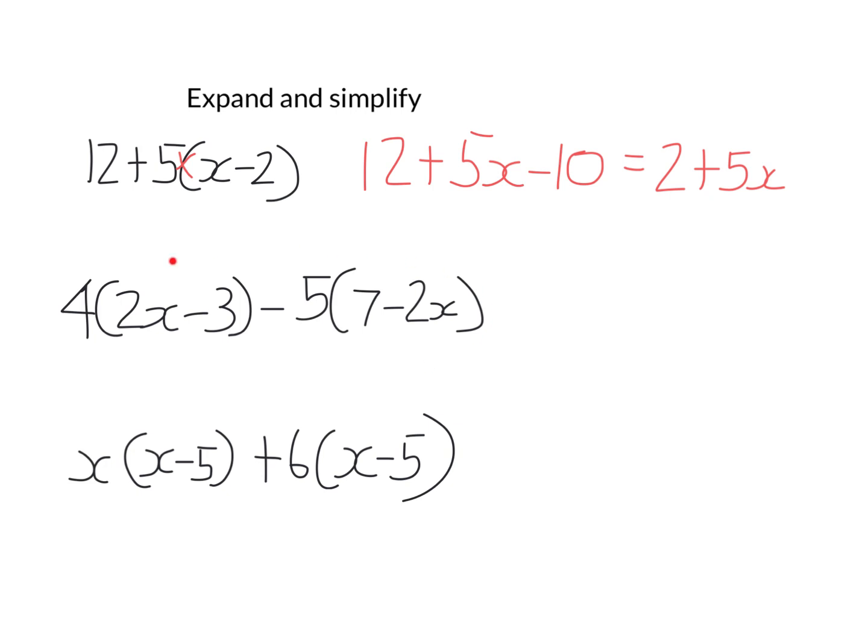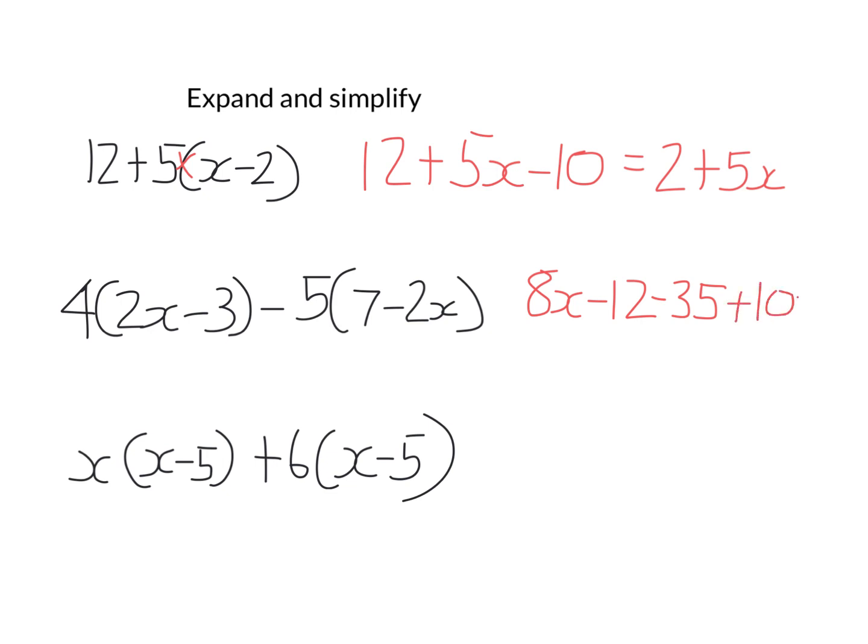So let's look at this example here. Let's expand the first bracket: 4 times 2x, 4 times negative 3. Now we're going to expand this second set of brackets. This is actually not a 5 out the front, it's negative 5. So we go negative 5 times 7, which is negative 35. And then negative 5 times negative 2: two negatives multiplied together give a plus.